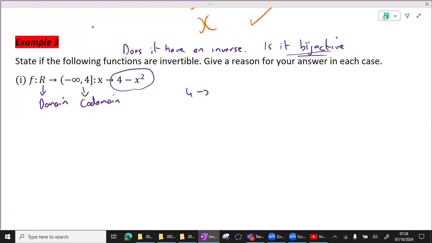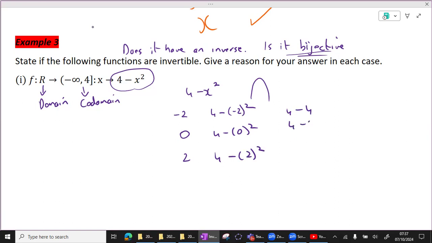Now, it's a quadratic. I already know it's kind of that shape, because it's a negative x squared, but it might be no harm just getting a few values. So let's say we do -2, 0, and 2, something like that. That would be 4 minus 2 squared, 4 minus 0 squared, and 4 minus 2 squared. So we end up with 4 minus 4, 4 minus 0, 4 minus 4. So we'd end up with 0, 4, 0. So the couples will be (-2, 0), (0, 4), and (2, 0).